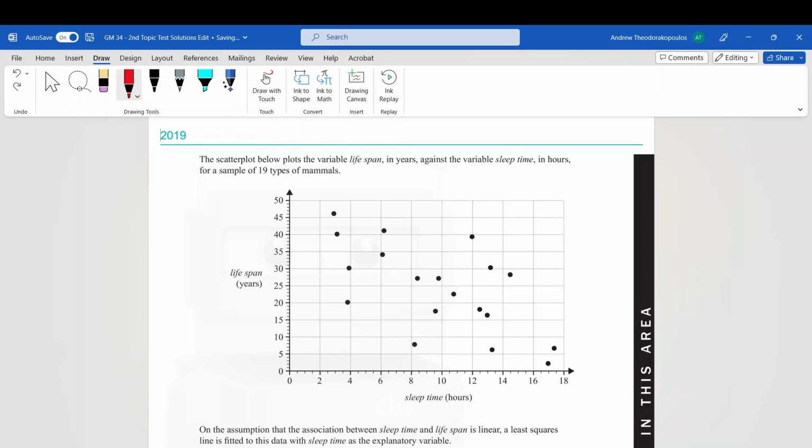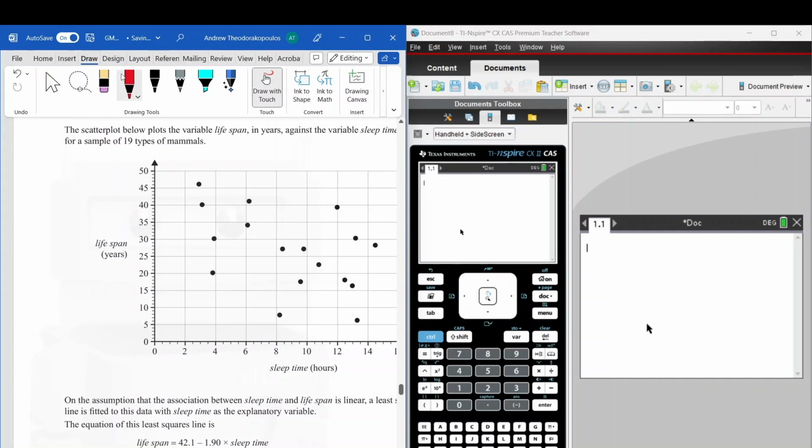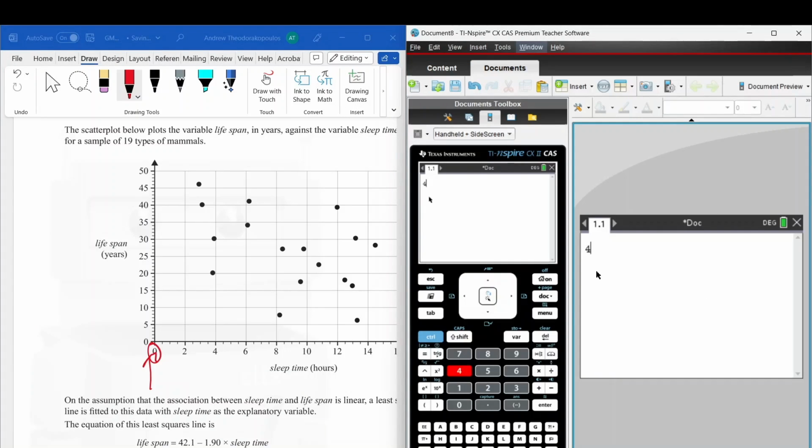So what I would suggest you always do is pull out your calculator and add a new calculator. I want you to substitute your left value and your right value from the bottom axis, whatever number's in here. So this one is 0 into the equation. Our equation here is 42.1 take away 1.90 times sleep time, which is the leftmost number we've got here, which is 0. That should get 42.1. That just confirms we were correct.